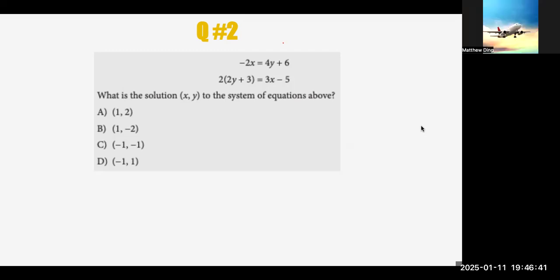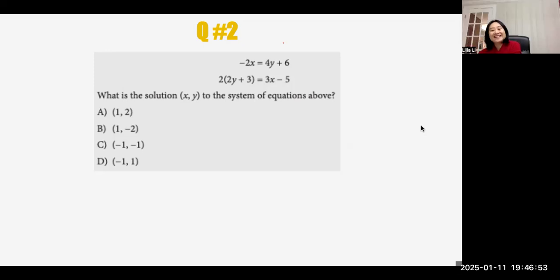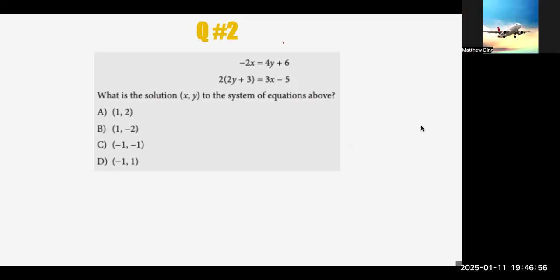There's multiple ways to solve this. You can first plug it into Desmos, which is the fastest way to solve it because they gave you Desmos on the test. I'm glad you mentioned that. Because a solution is basically where these two lines intersect, but you can also solve it by isolating a variable and then plugging it into the other equation.